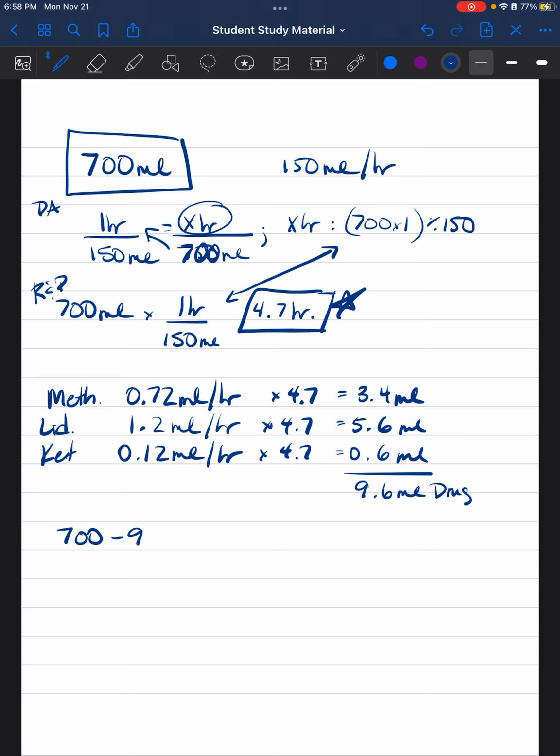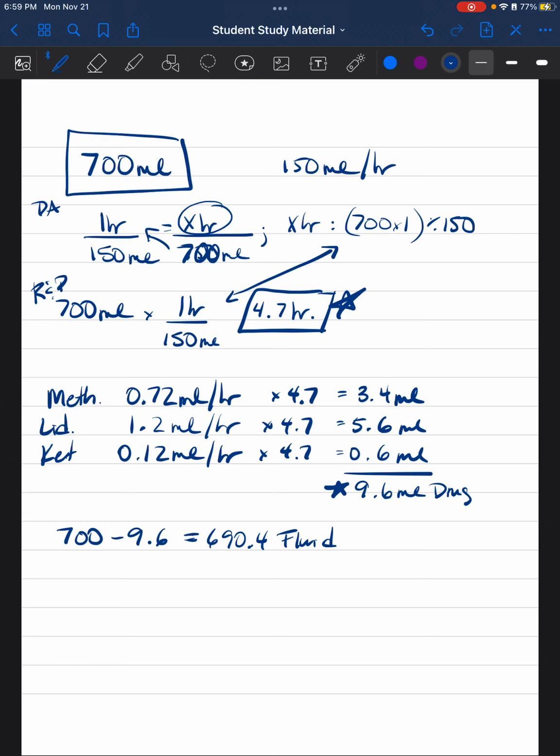Okay, so that means that we need to make space in this 700 mils for these drugs. So 700 minus 9.6 is going to give us 690.4 mils of fluid. Okay, so because this bag is already running and it's already there, we're going to remove 9.6 mils of fluid, and then we're going to add all of our methadone, lidocaine, and ketamine, which is going to give us a total volume of 700 mils.